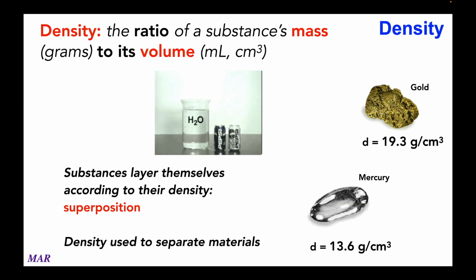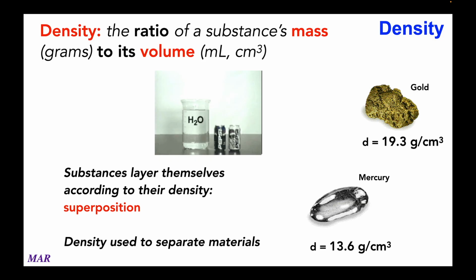So you can see on the right-hand side there, gold has a density of 19.3 grams per centimeter cubed. So in 1 centimeter cubed or 1 milliliter, remember they're the same thing, you have 19.3 grams of gold. Now mercury, the lower part there, is 13.6 grams per centimeter cubed. So that means in a centimeter cubed or a milliliter, you're going to have 13.6 grams of mercury. So the density of the two is different.